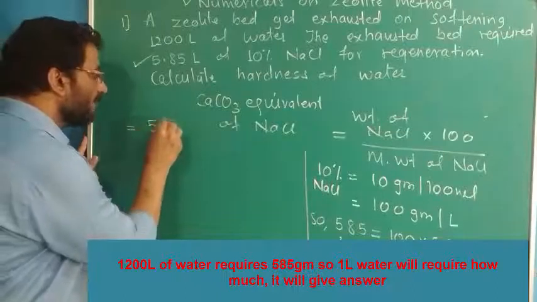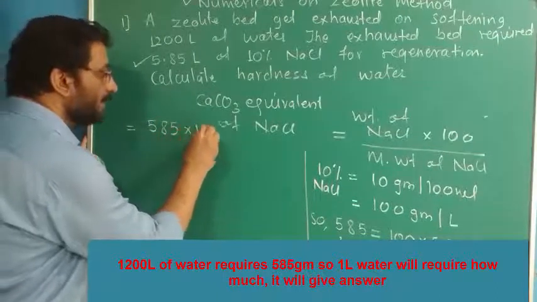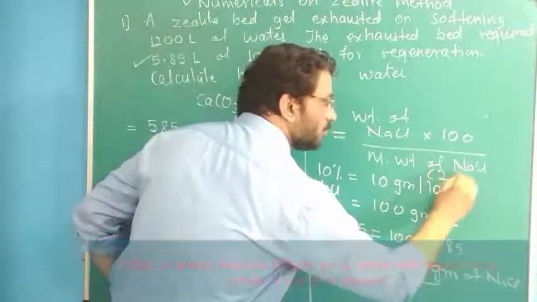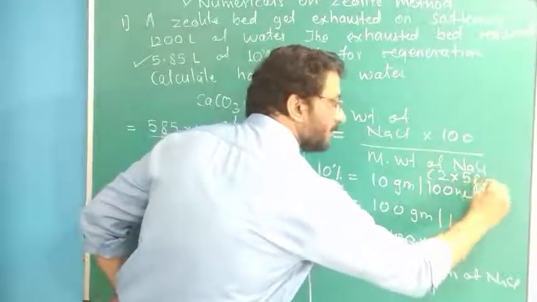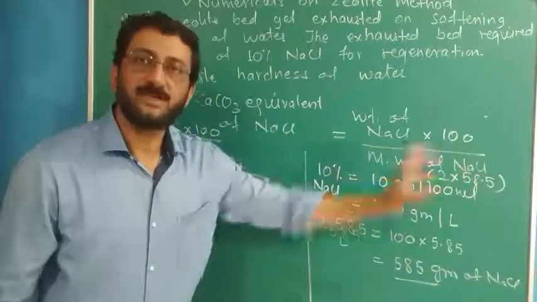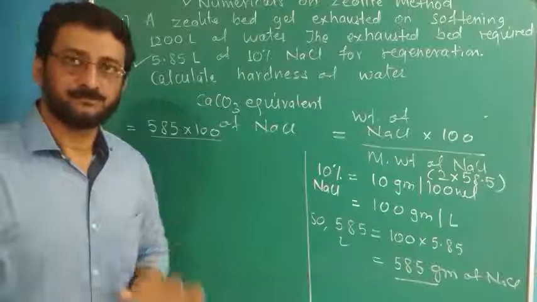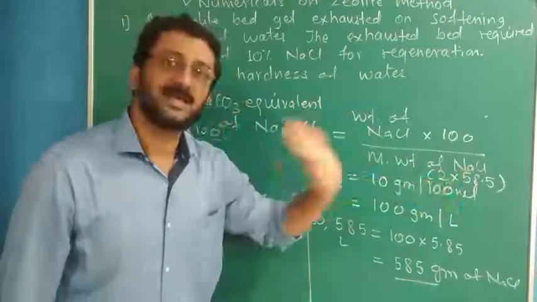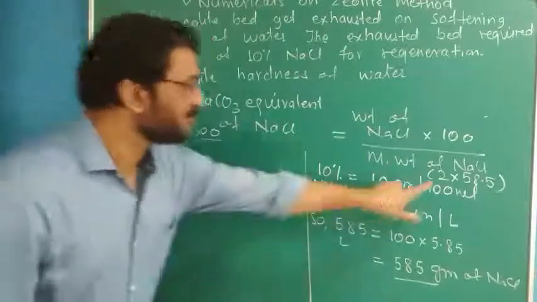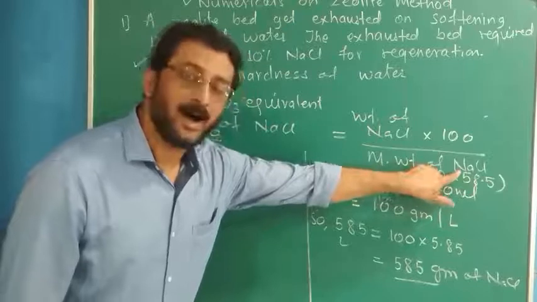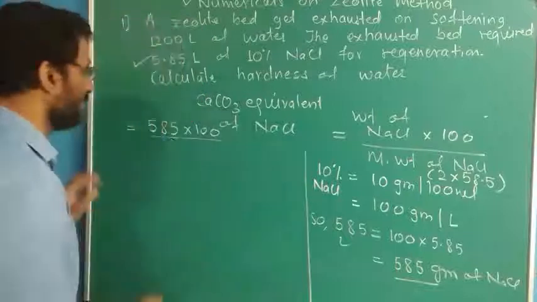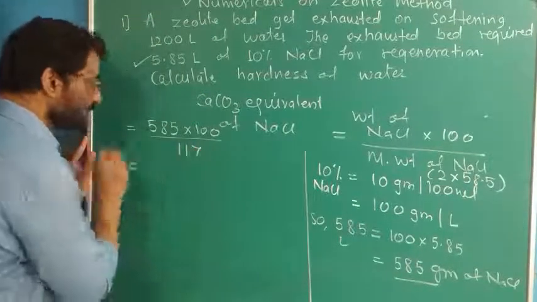How much NaCl is required? 585 into 100 divided by the molecular weight of NaCl, that is 2 into 58.5, that is 117. I have taken the molecular weight here. One can take the equivalent weight, fine. So it will be 50. In that case, it will not be 117, it is 58.5. Why these two? Because 2 equivalents of NaCl are required for removal of 1 equivalent of CaCO3 hardness. Divided by 117.